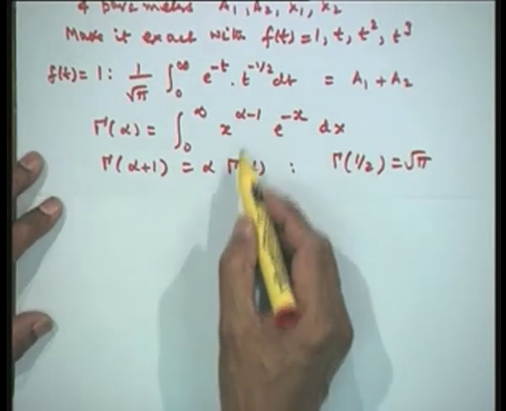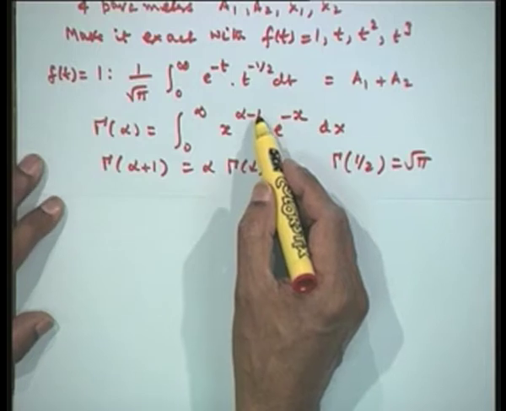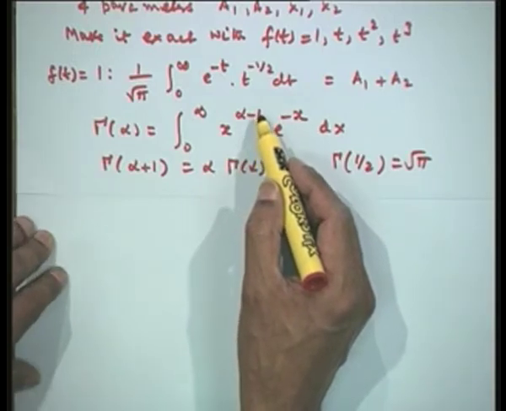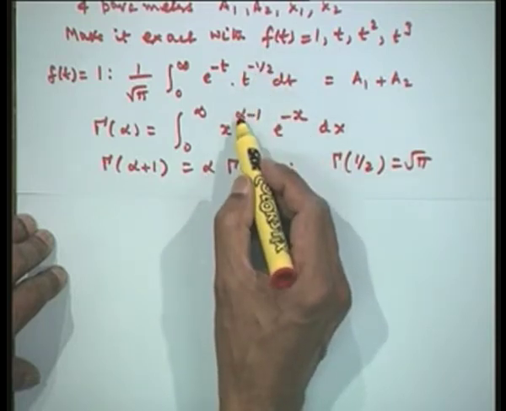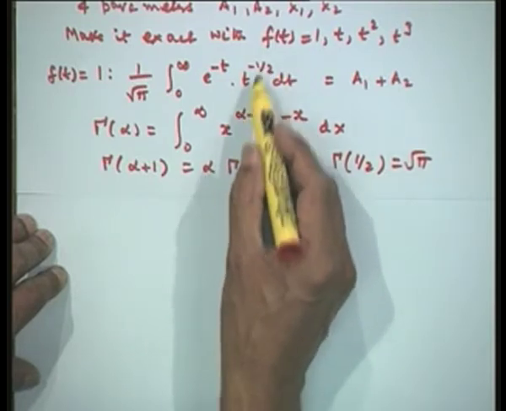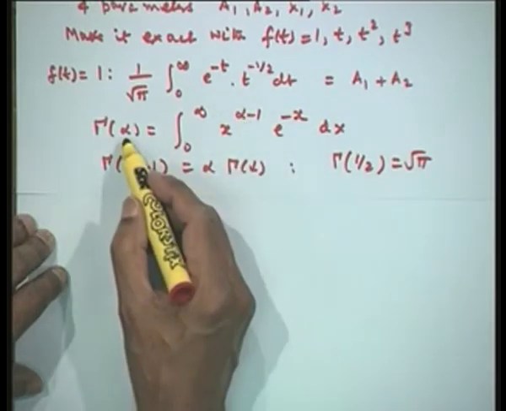Now, if you see this definition, it is x to the power of alpha minus 1. Therefore, I need to have here gamma of, we have minus half here. So, if I take alpha equal to half, then I will get minus half. So alpha is equal to half gives me gamma half.